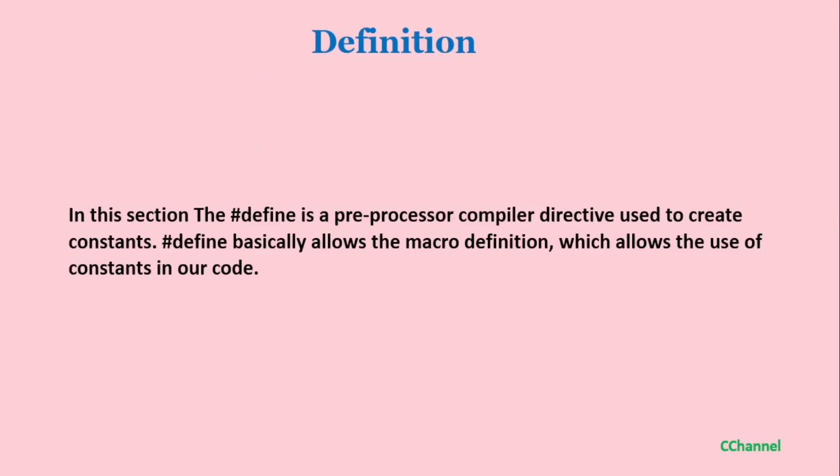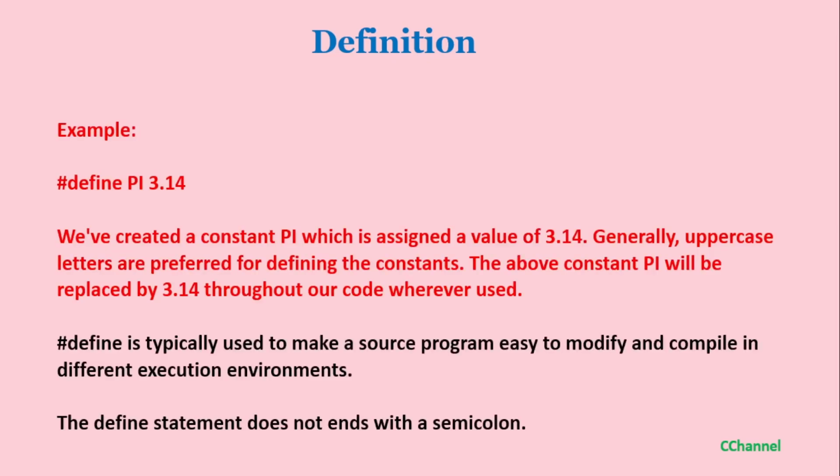Now coming to definition. In this section, the #define is a preprocessor compiler directive used to create constants. Define basically allows the macro definition which allows the use of constants in our code. Example, define PI 3.14. We have created a constant PI which is assigned a value of 3.14. Generally, uppercase letters are preferred for defining the constants. The above constant PI will be replaced by 3.14 throughout our code wherever used.